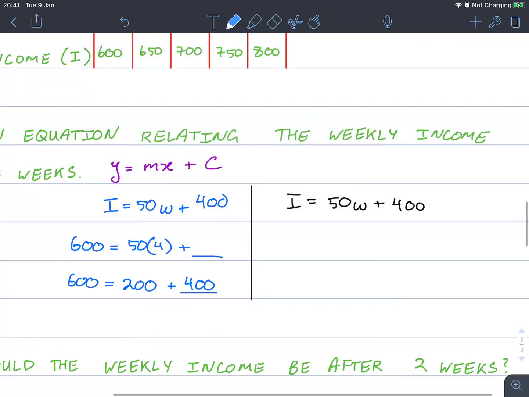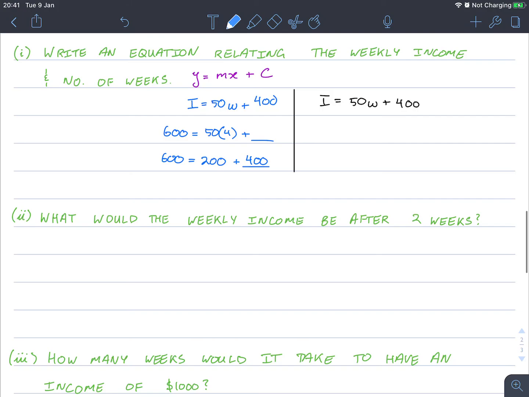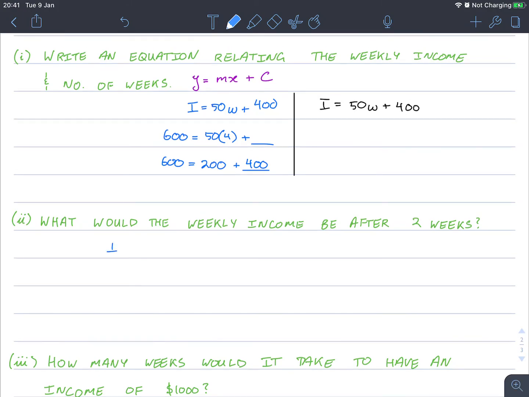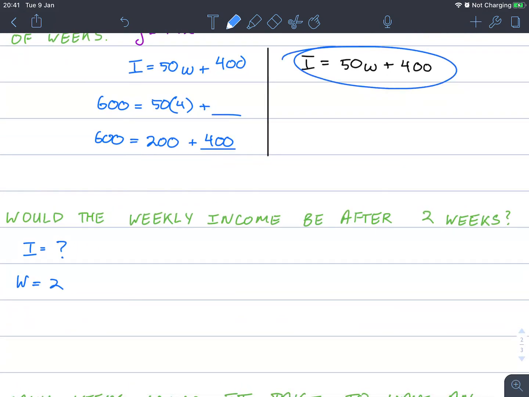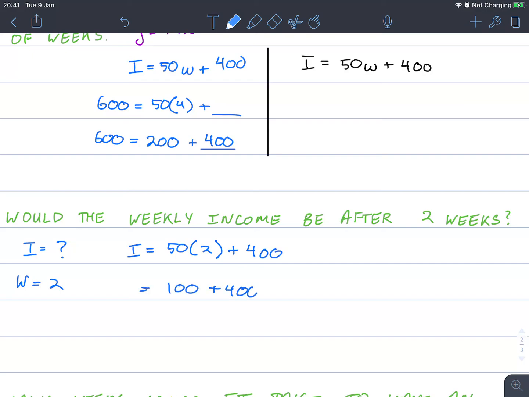Now using this equation, we can solve future questions. What would the weekly income be after 2 weeks? So it's saying income, what would the weekly income be? So they don't know what the income is, but they're giving us W is equal to 2. Substituting this into this equation, we get I, which we don't know, equals 50 times 2 plus 400. This is 100 plus 400, giving us $500 a week.